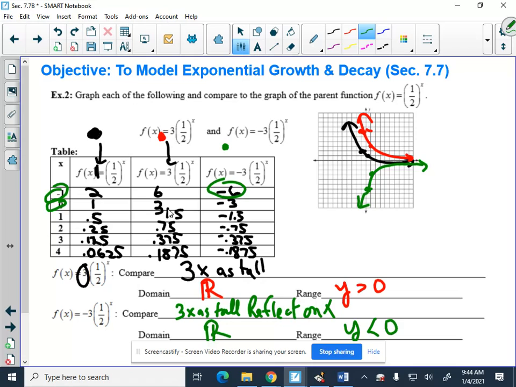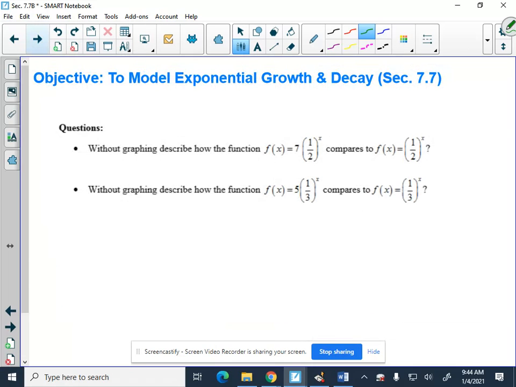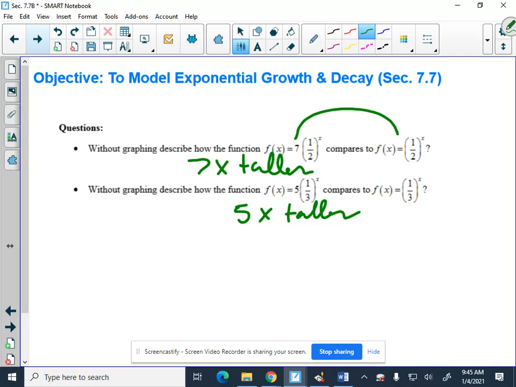Everybody got it? Now, without graphing, can you describe how these would compare? How's this one going to compare to that one? What's the difference? There's a 7. So this one will be 7 times taller, right? How will this one compare to this one? 5 times taller. Still the same thing. When you add those numbers in front, that's what that does.